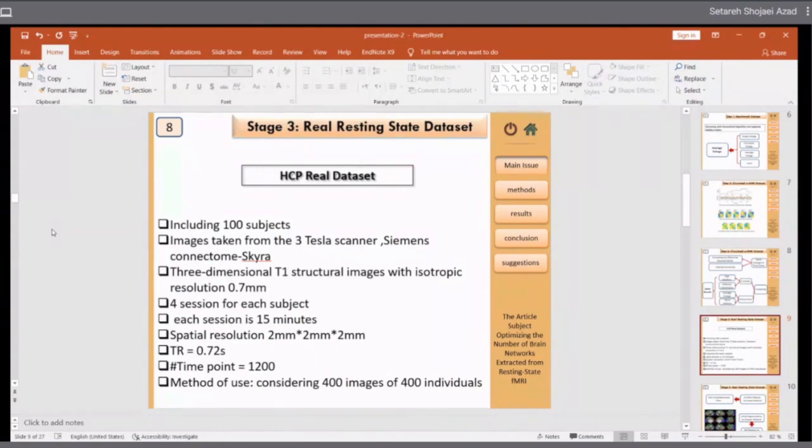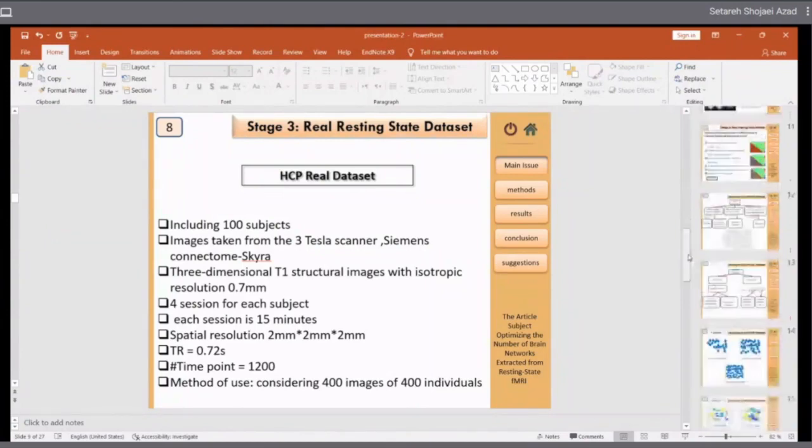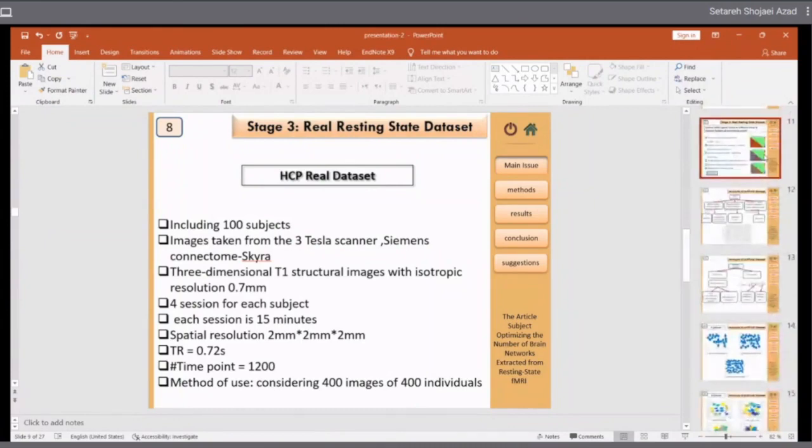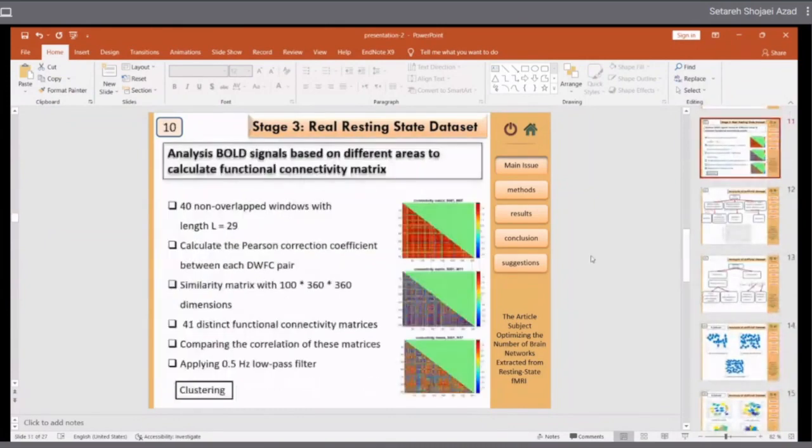Can you see? Yes, you are on slide number 10, right?